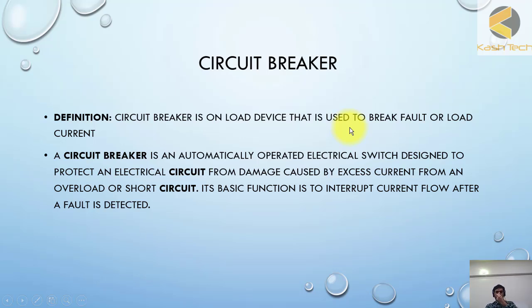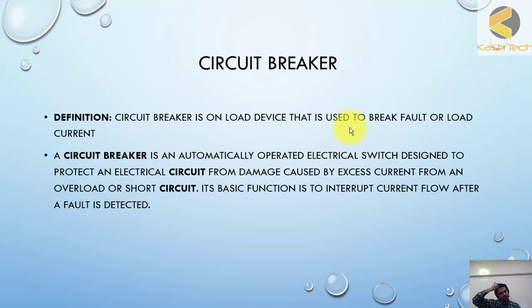Okay, circuit breaker. What is a circuit breaker? A circuit breaker is an on-load device that is used to break fault or load current. Another definition: a circuit breaker is an automatically operated electrical switch designed to protect an electrical circuit from damage caused by excess current from an overload or short circuit. Its basic function is to interrupt current flow after a fault is detected.